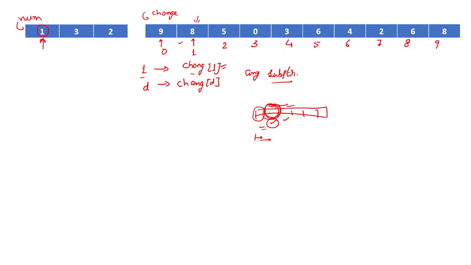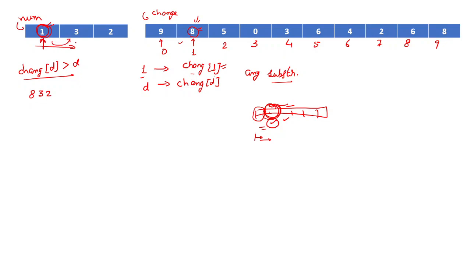So that can be achieved if the change of d, for any digit that you pick up from this particular string, is greater than the digit itself. Then after replacing this particular digit, we will get the maximum or greater number. So here, if we check 1, the change of 1 is 8. If we replace 1 with 8, we'll get 832, and we have completed this.